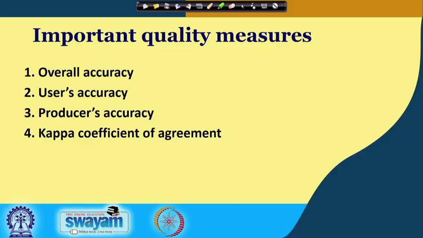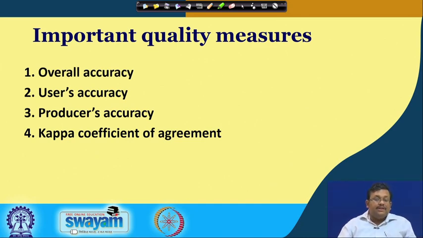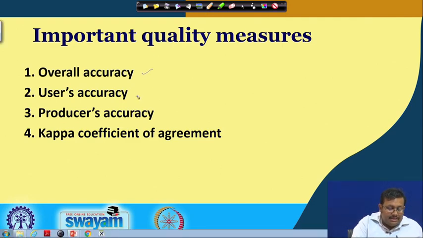So, we will start from this slide where we left in the last lecture. Obviously, we started this categorical modeling, and let us see in detail how to measure important quality measures in case of categorical modeling. There are 4 different types of quality measures: overall accuracy, user's accuracy, producer's accuracy, and kappa coefficient of agreement. So, let us see them one by one.